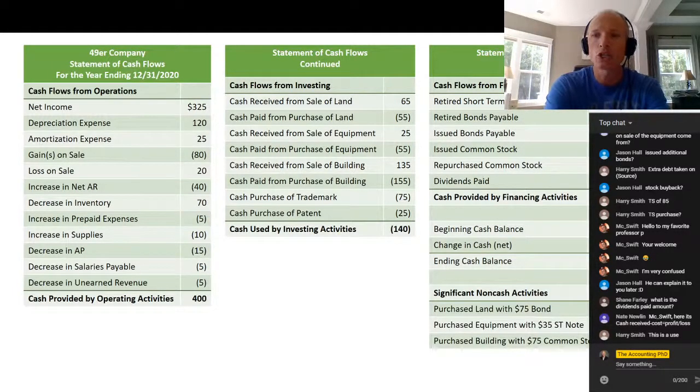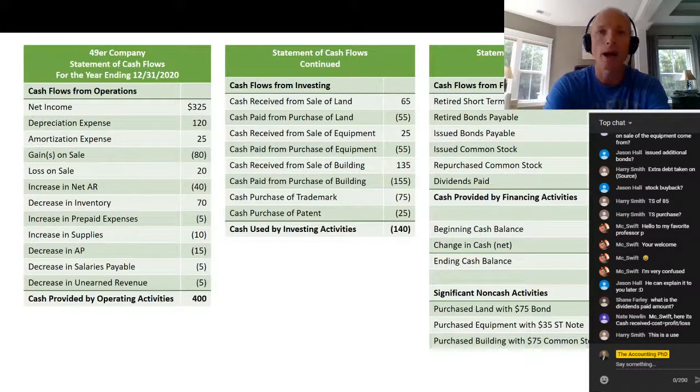And there's one additional disclosure that I'm going to require for this statement of cash flows, even on the test, and that is significant non-cash activities. And so if there's a non-cash activity listed in the additional information, then you do need to disclose that on the statement of cash flows for this class. And so the significant non-cash activities that were listed in our additional information are also listed here.